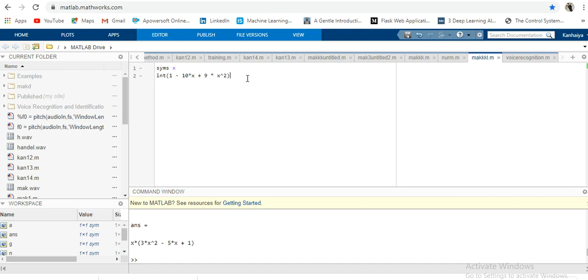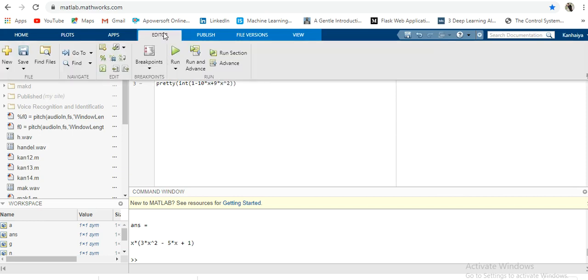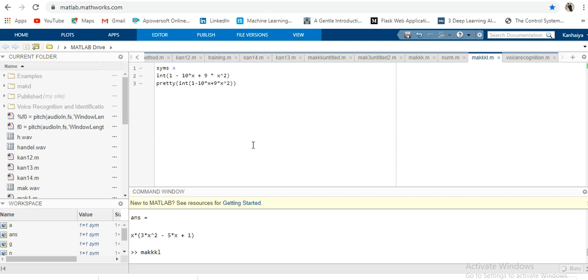Now I was telling you how we can see it using the pretty function, right? 1 minus 10x plus 9 into x square. Okay, now let's see the difference between both. Yeah, look, when we are using the pretty function, it is giving in a more specified form, right?